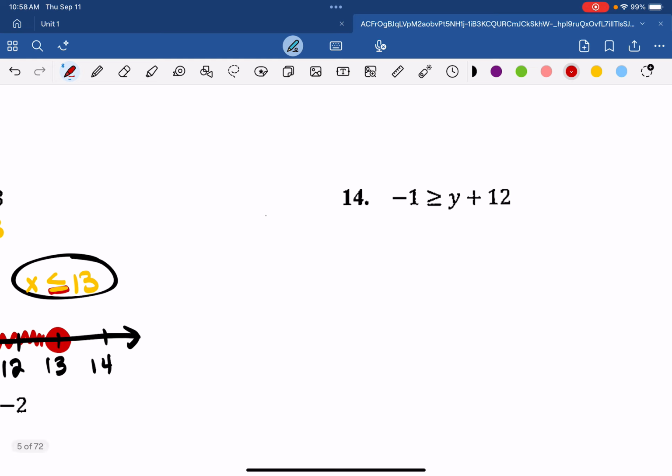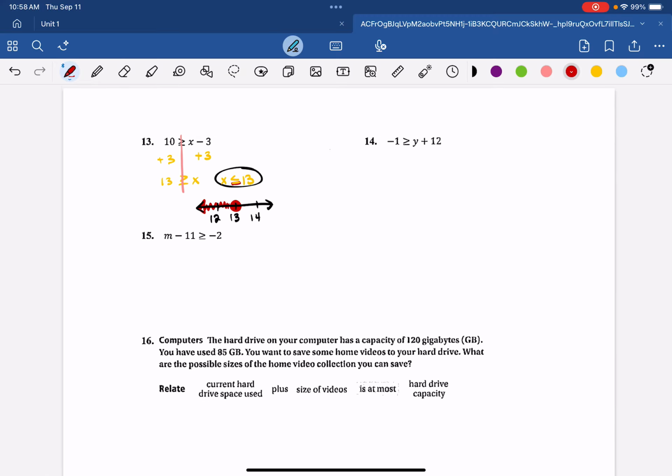Go ahead, try 14 and 15. Yeah, try 14 and 15.